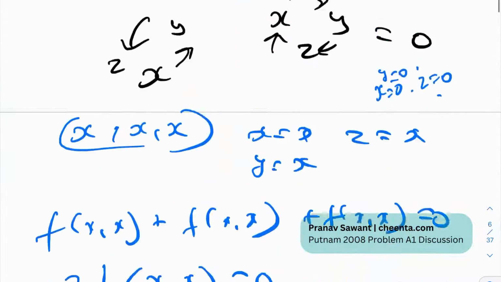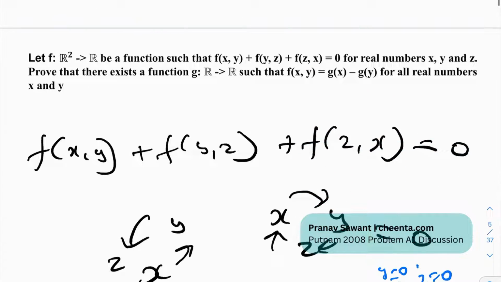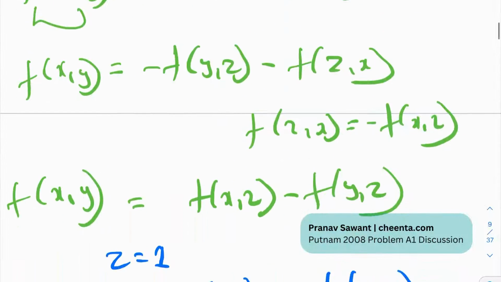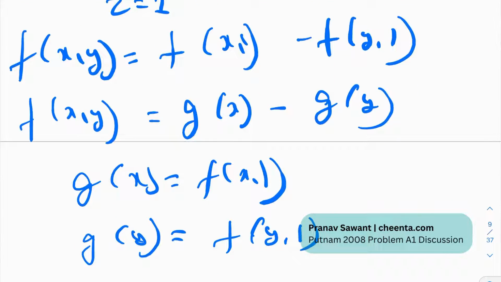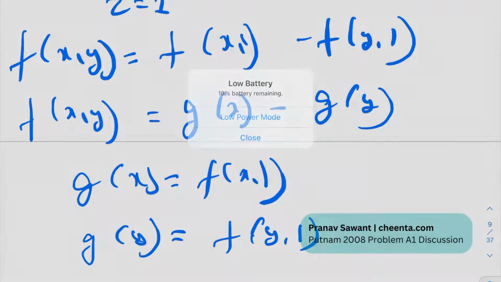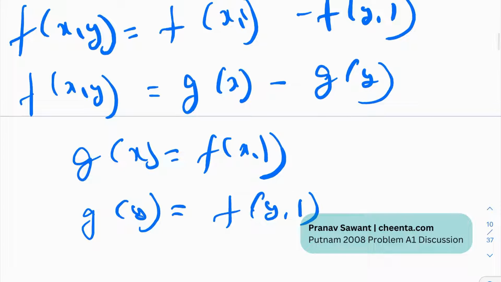So essentially that's what they had given us in the problem to prove, right? We had to prove that f of x comma y is equal to g x minus g y for all real numbers x and y. And yes, that's what we proved by just taking z is equal to 1. You just plug in a certain value of z and it works out, right? So that's probably a nice solution to this problem.